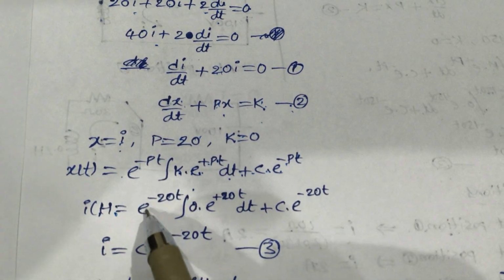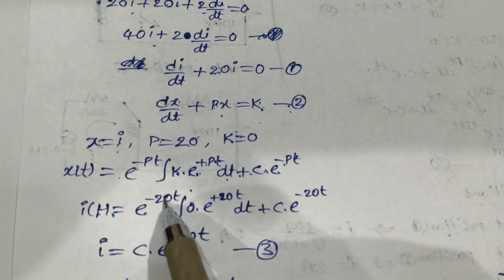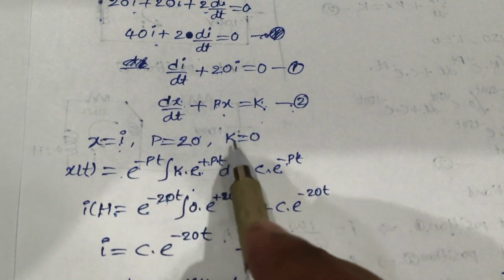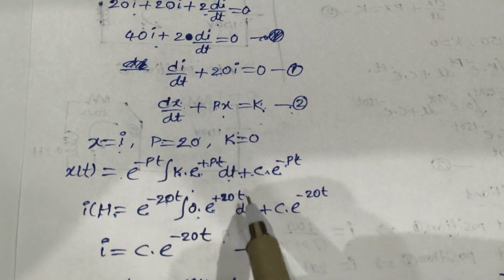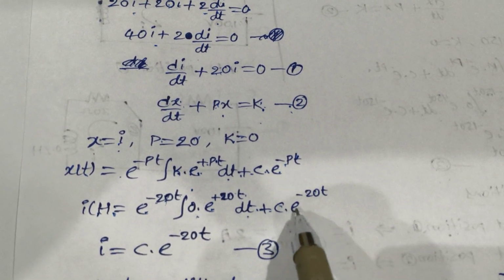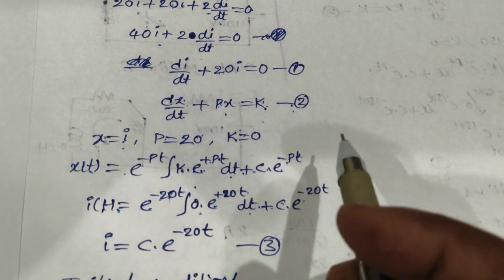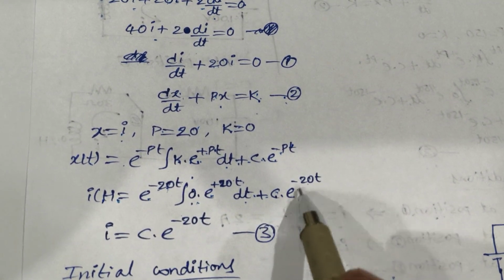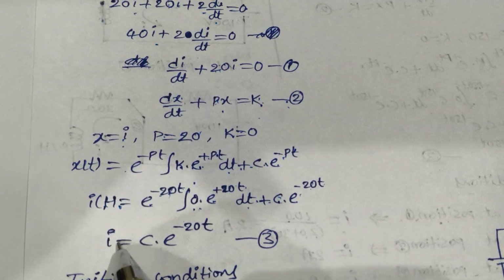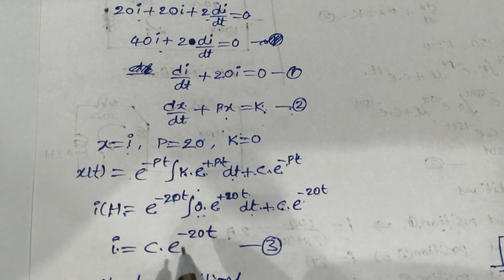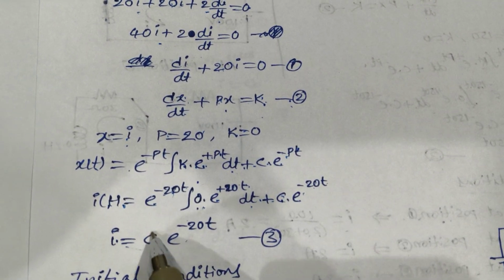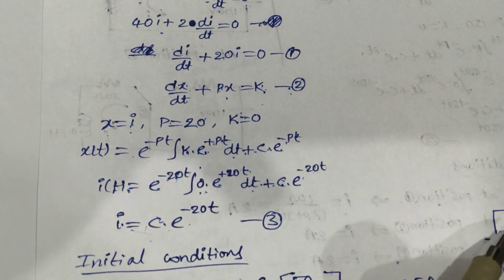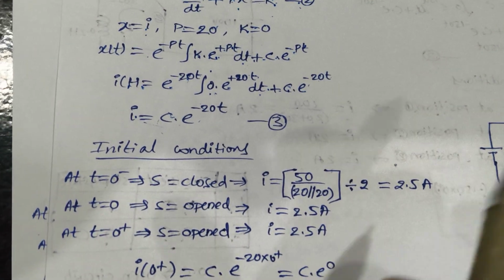I of t is equal to e power minus p, which is 20, into t, integral k, which is 0, into e power plus 20 into t into dt, plus c into e power minus 20 into t. So the first term will become 0. The second term we have c into e power minus 20 into t as the current solution. So this is your current solution, but you need to find this arbitrary constant. For this you have to use the initial conditions. What are the initial conditions?